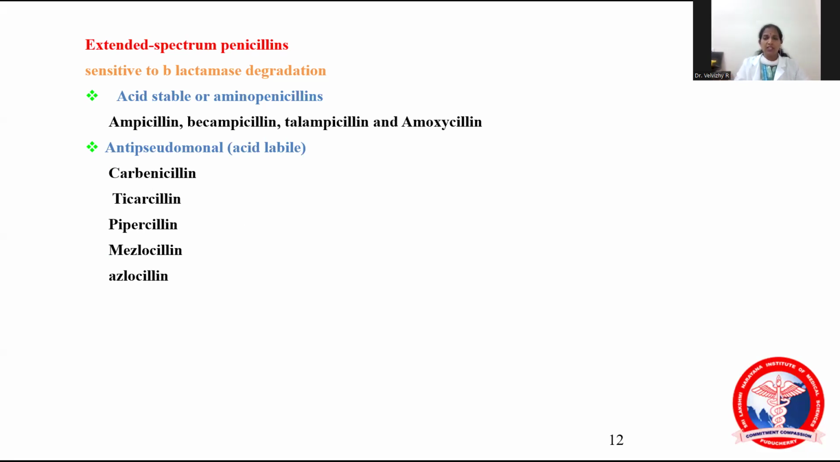In penicillin classification, we have narrow spectrum and extended spectrum. In narrow spectrum, we have natural penicillin and anti-staphylococcal penicillin. Whereas in extended spectrum, we have aminopenicillin, carboxypenicillin, and ureidopenicillin.